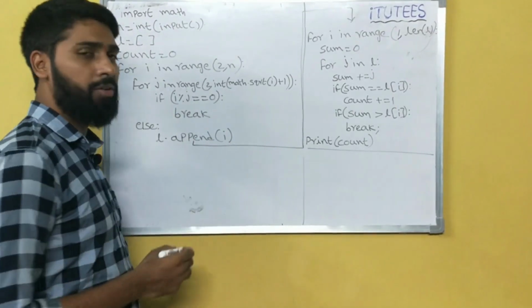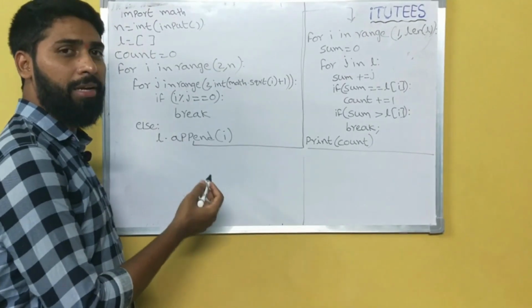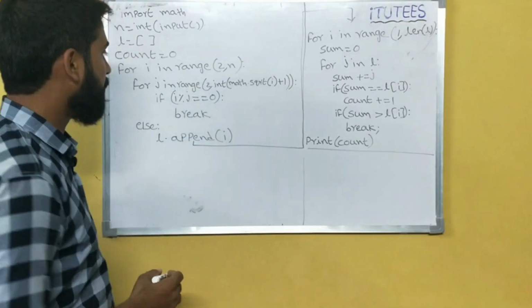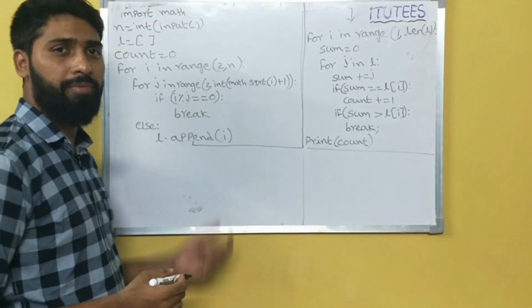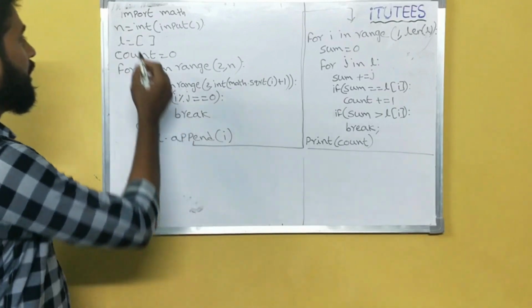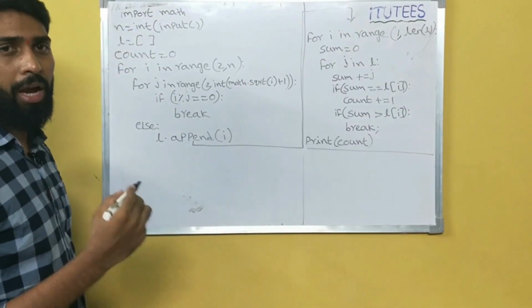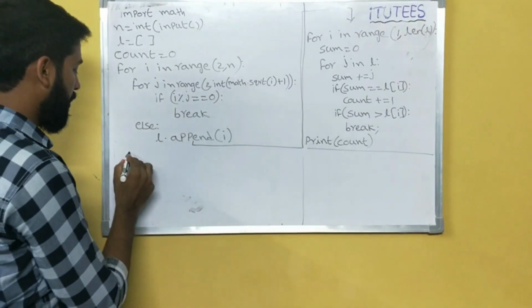In many competitive exams and coding exams, many questions are related to prime numbers. Now you can see how to find the prime numbers up to n. For example, the first instruction is n equals int of input. I am giving the n value equals 20.